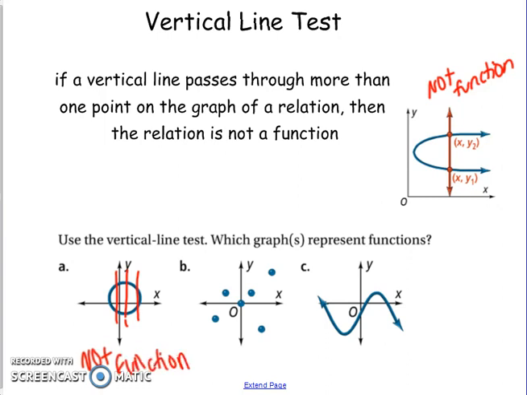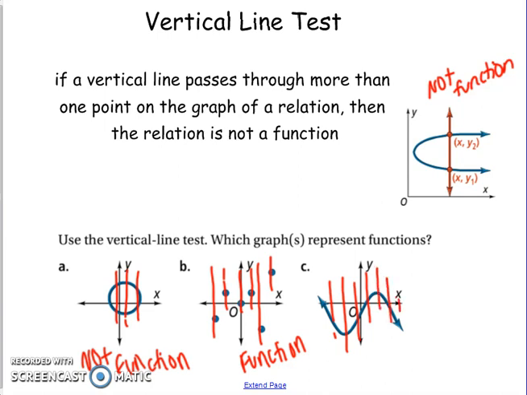And then in the one with the dots on B, if you try to draw vertical lines, only one dot is going on each line. So this one is a function. And then on the last one, if you try to draw vertical lines, again, the graph is only crossing through 1 point on the lines that we're drawing, not 2. So this would also be a function.